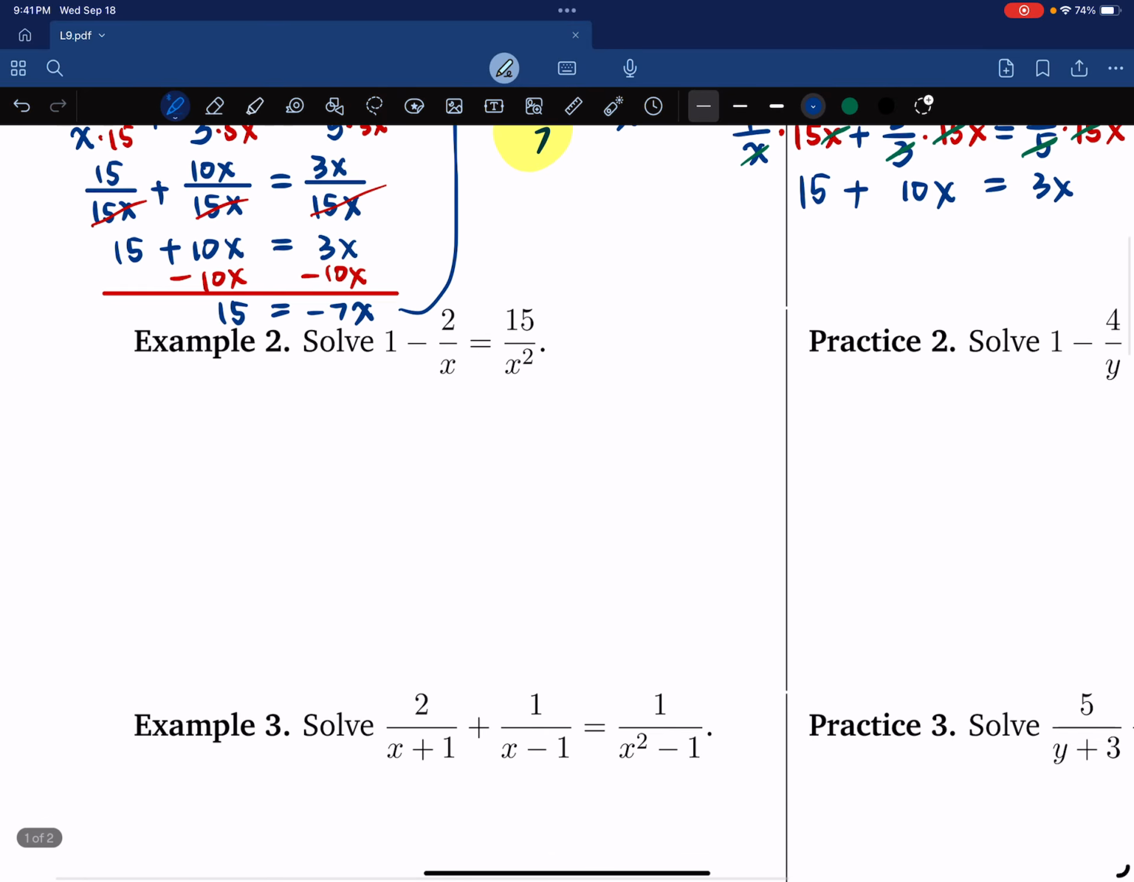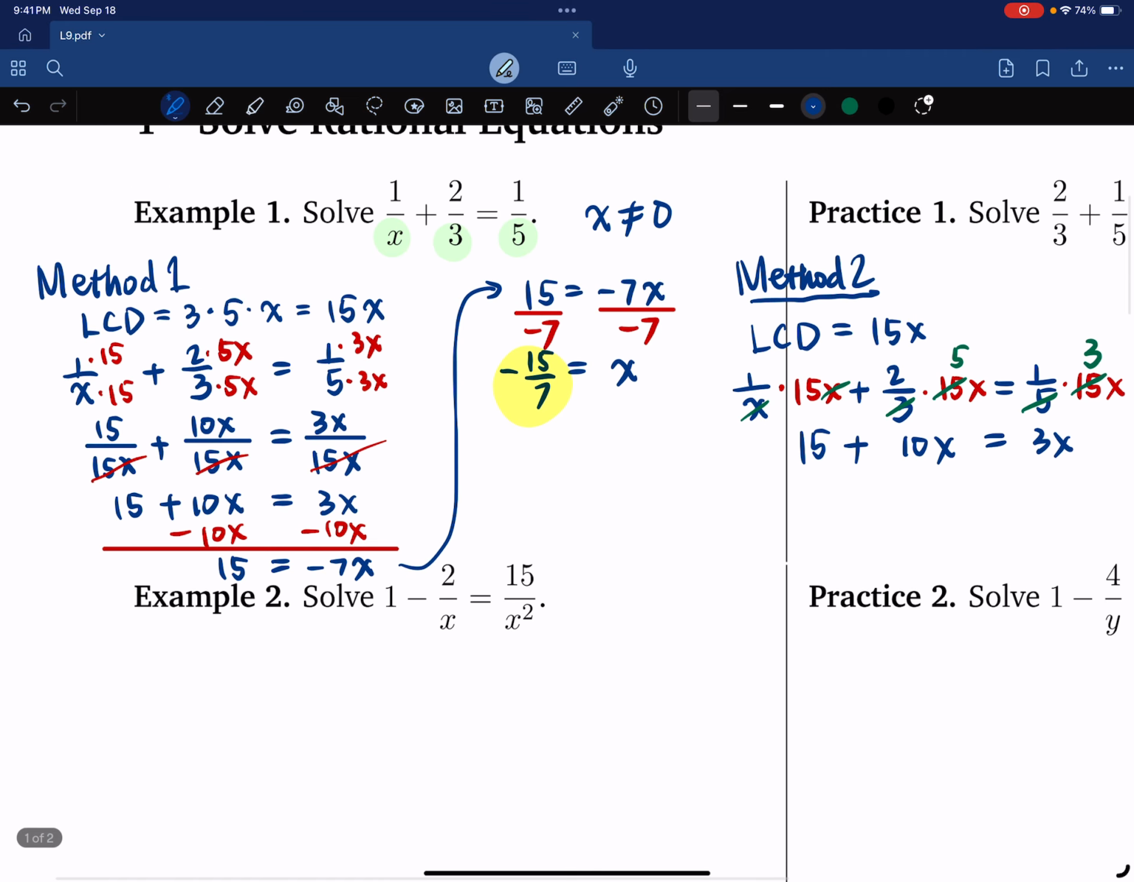Okay, let's move on to example 2. Example 2 is another rational equation because we have fractions and the variables are in the denominator. Starting with the first step. So the first step is not LCD. Keep in mind, the first step is always finding out the restrictions.